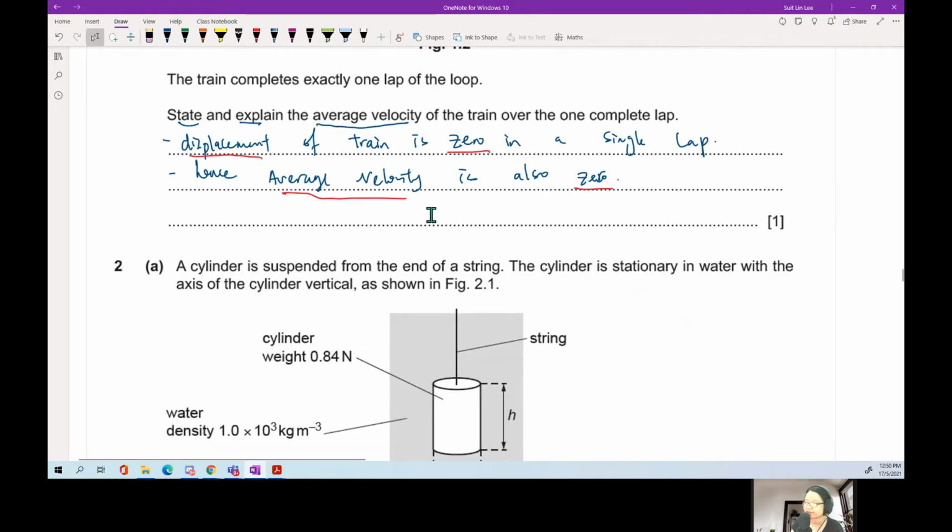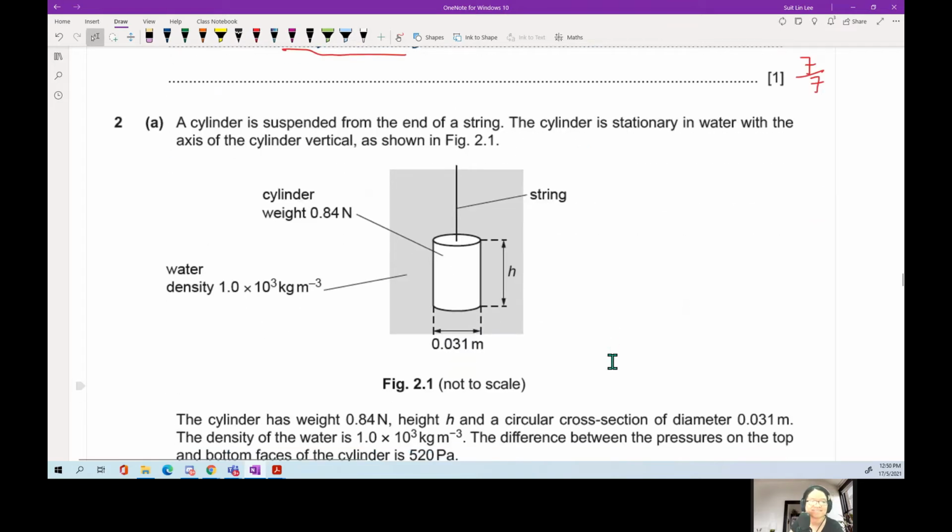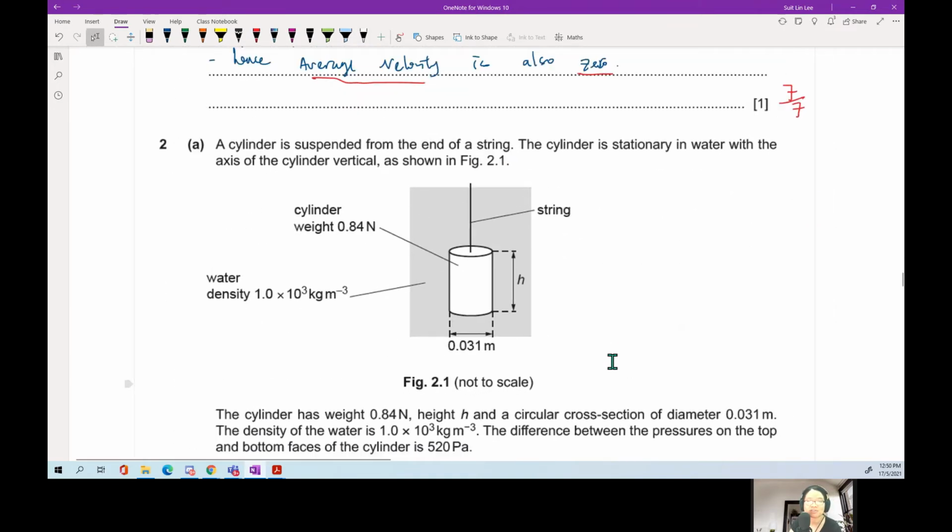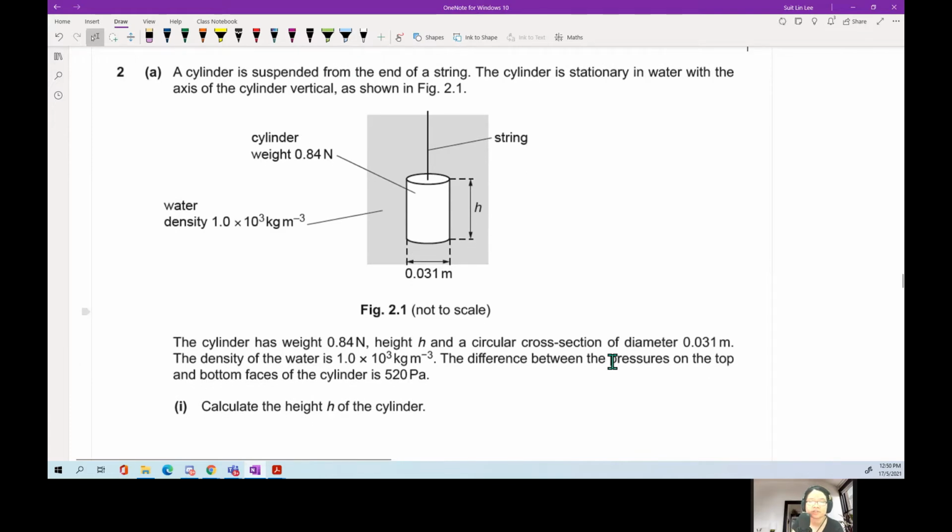Yay! Easy kill. 1, 2, 3, 4, 5, 6, 7. Yes, 7 out of 7. Very nice. 2A. A cylinder is suspended from one end of a string. The string is stationary in water. So when I see stationary, I immediately think of net force as 0, equilibrium.